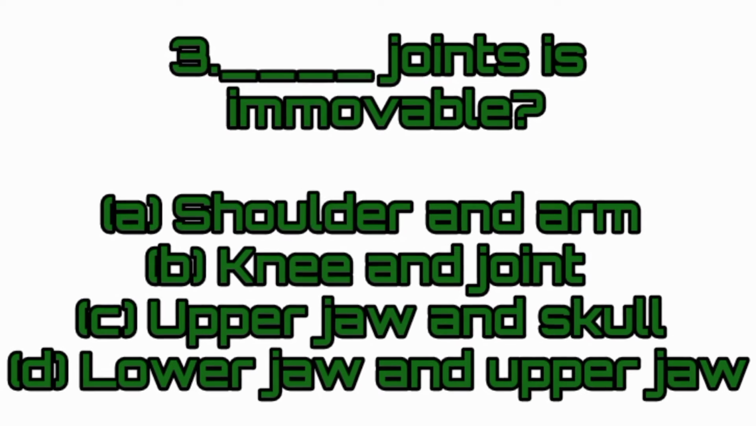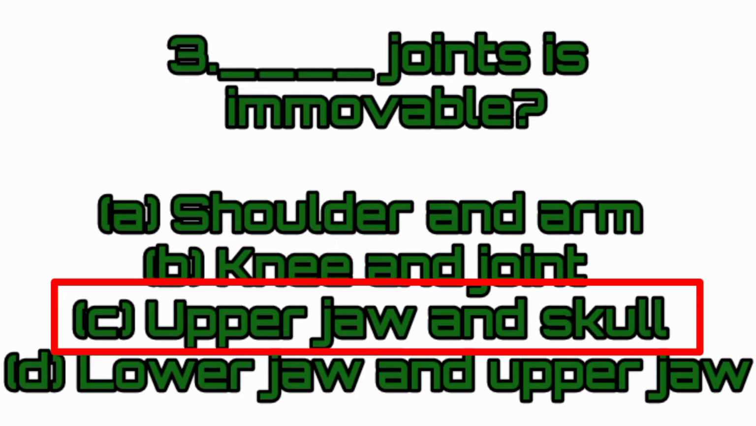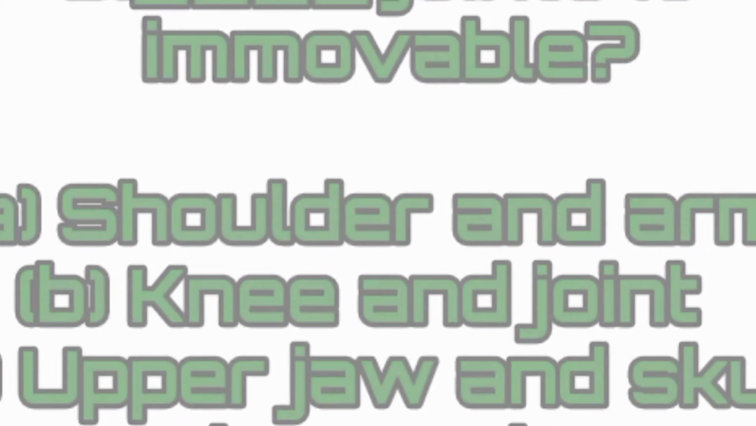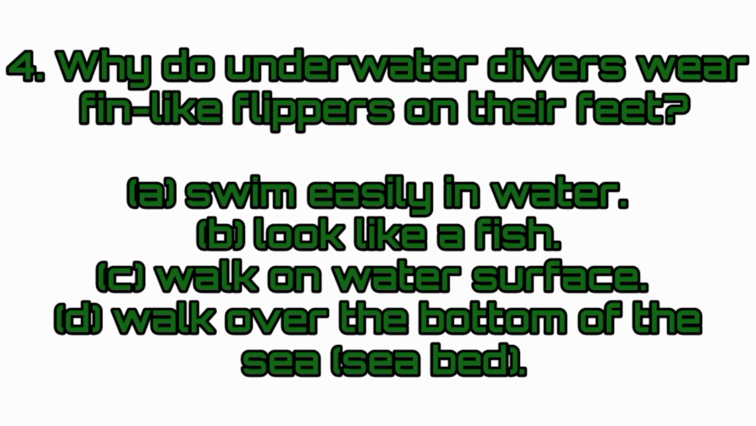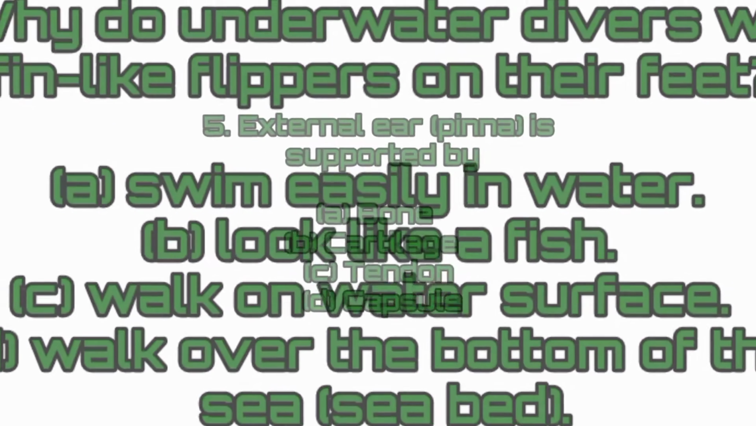Dash joints are immovable. Answer: option C, upper jaw and skull. Upper jaw and skull joints are immovable. Why do underwater divers wear fin-like flippers on their feet? Answer: option A, to swim easily in water.